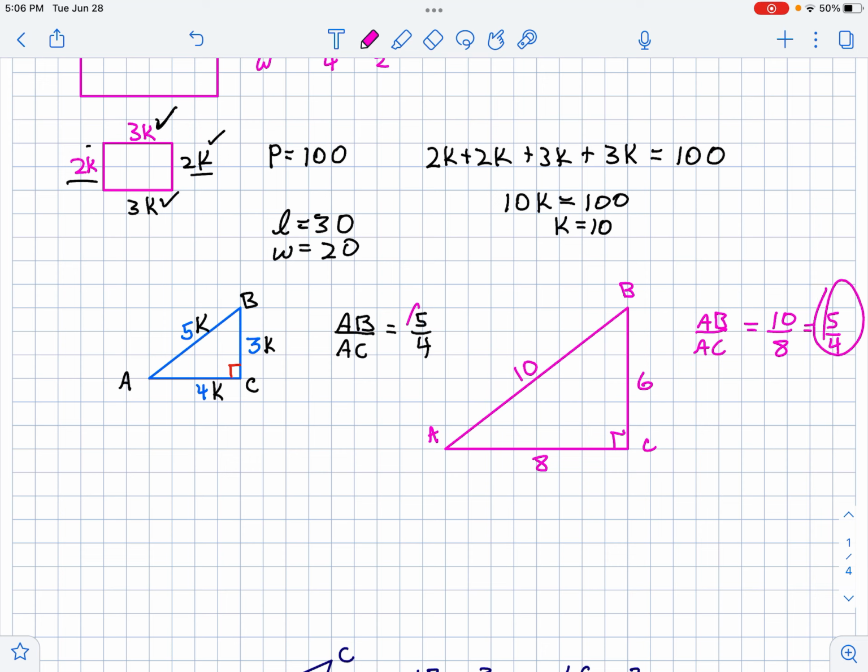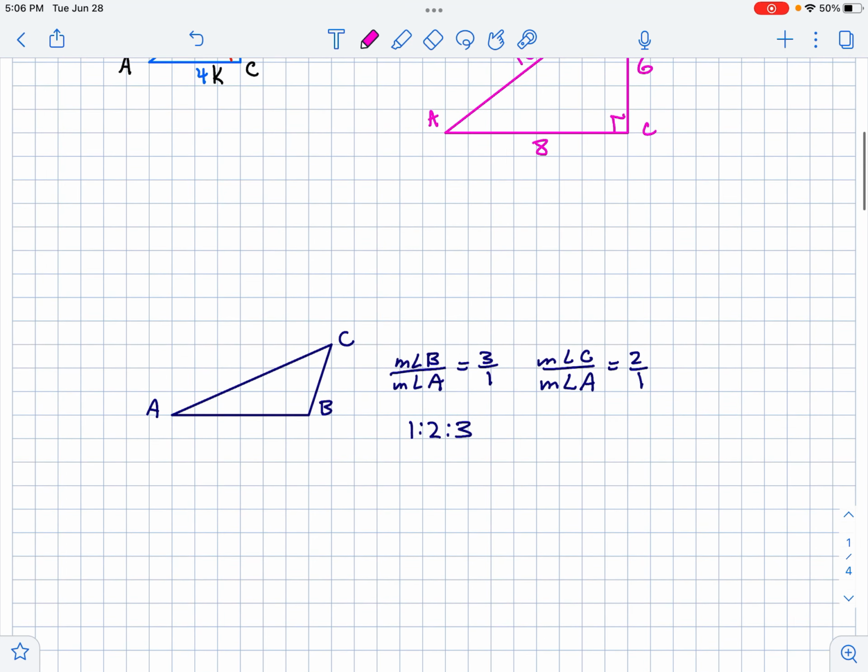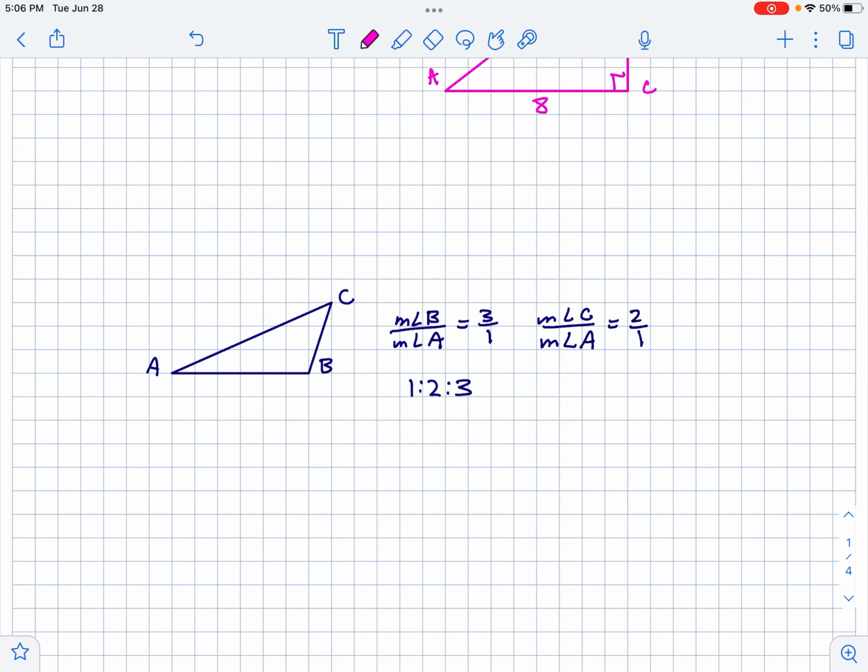So you see it maintains the ratio there. Anyway, this is an example of how ratios are used. Let's look at another one here. Here we have 3, we have 1. Let's suppose the angles of this triangle are like this: 1 to 2 to 3.